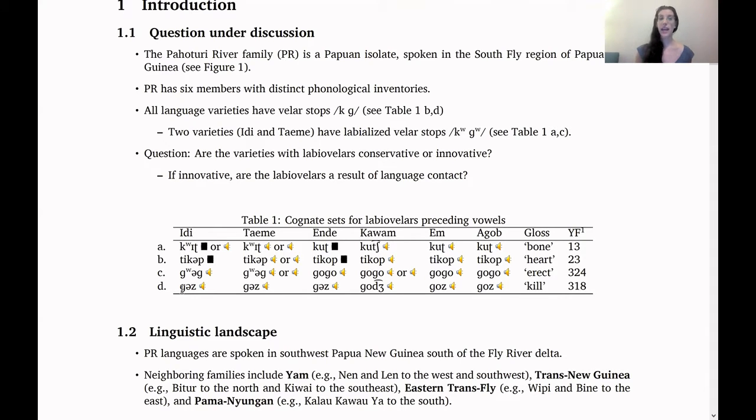And so our question today is, are the varieties that have the labiovelars, Idi and Tame, is this a conservative feature of these languages, or is it an innovative feature? And if it is innovative, can this be a result of language contact?